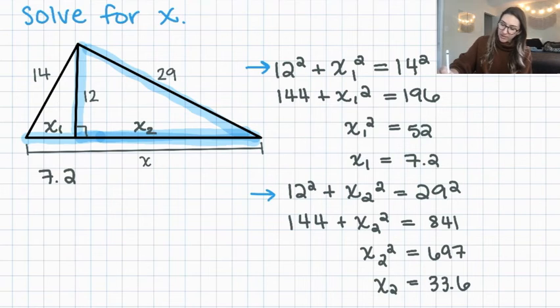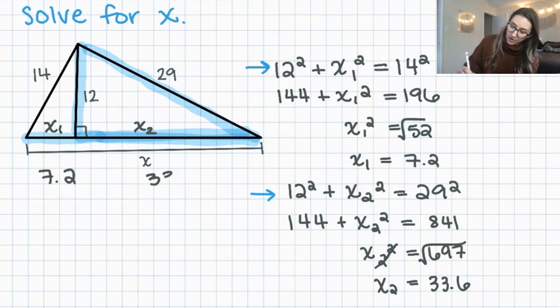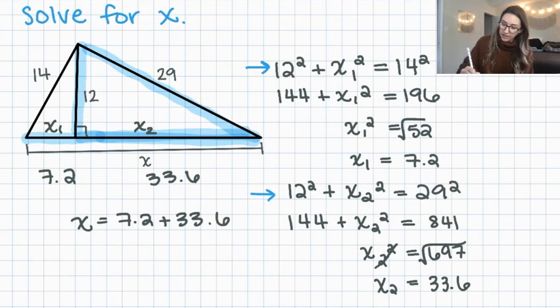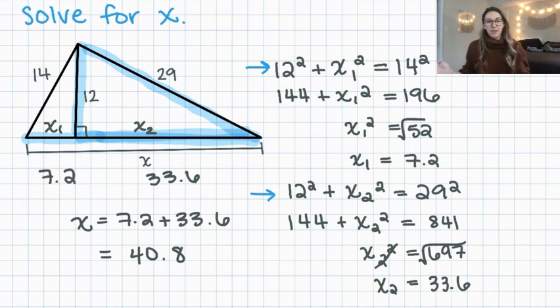So I didn't write this step down, but of course, right here, we will be taking a square root to cancel out the squareds there. So now we have 33.6 for the second portion, which would mean that overall, our x would be equal to 7.2 plus 33.6, which would be equal to 40.8. Right, and there we have it.